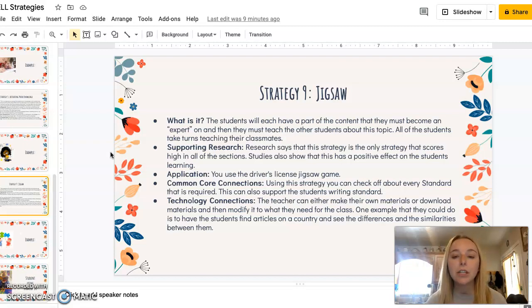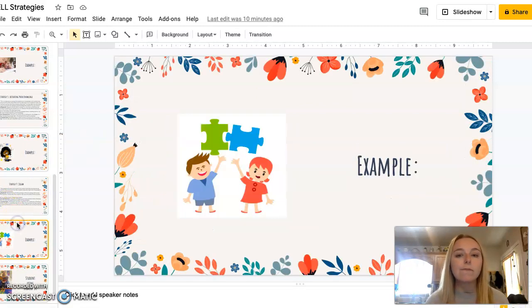And then for technology connections, teachers can either make their own materials or download them and adapt them to their needs. An example that they use is you could have the students find scholarly articles online of a certain country, and then they can compare and contrast the different things that the articles said. Would be really cool. Here's an example. I couldn't really find a good example. I didn't really know what picture to put, but that's kids being a puzzle piece and sticking together.